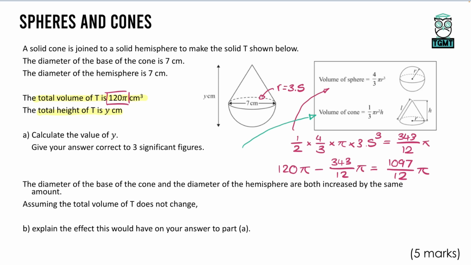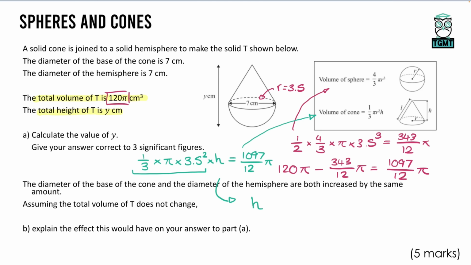Now again, we are given the formula for the volume of a cone. And now we have the answer. So we could do 1/3 times pi times the radius squared, so 3.5 squared, multiplied by the height, and that is equal to this new answer we've just worked out, 1097 over 12 pi. So now we have a sort of reverse formula, as we have the volume, but we are missing the height of the cone. Now you can type in all of these bits on the left, so 1/3 times pi times 3.5 squared, and then we could divide that to the other side.